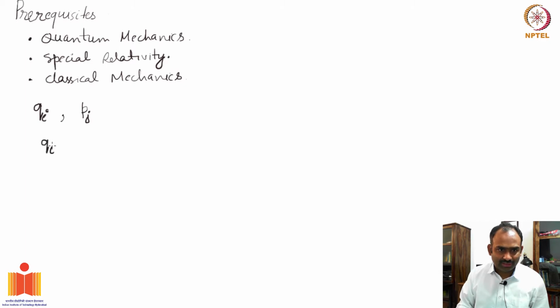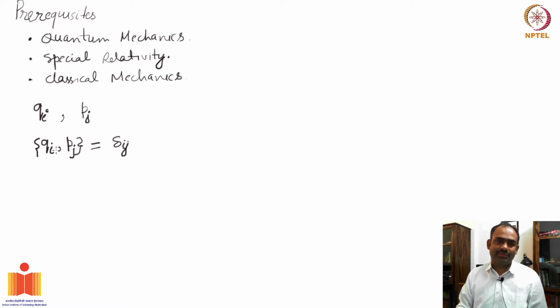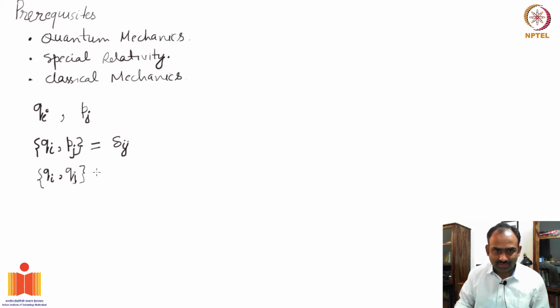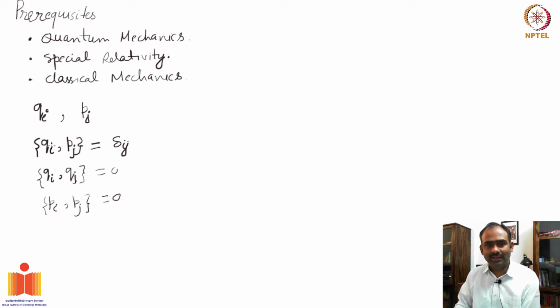So if you construct the Poisson bracket of q_i with p_j, these curly brackets I am using to denote Poisson brackets, you get delta_ij. So this is one relation, and of course, the other ones are these. The Poisson bracket of a q with another q or with itself is zero. Similarly, for the conjugate momentum p, it is 0, and q with p is non-zero when q and p are conjugates of each other. If the indices i and j are different, then of course it's 0.